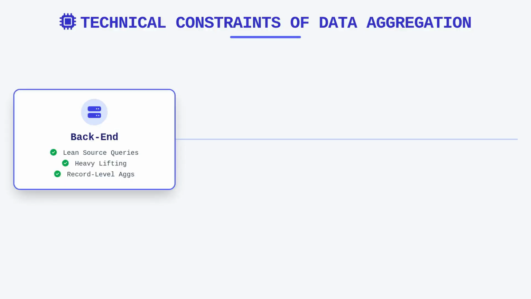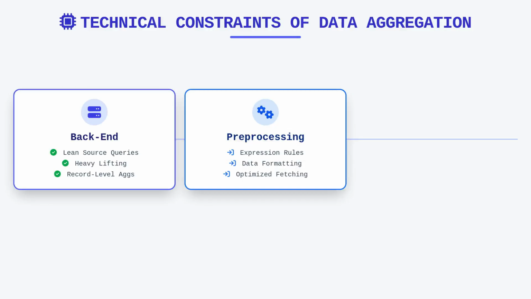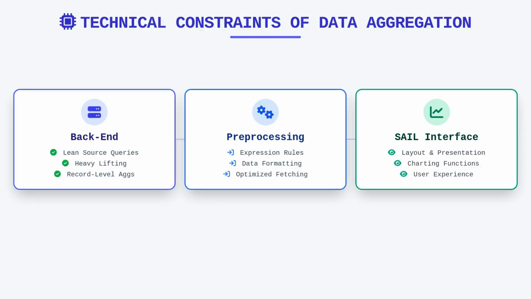Finally, we must consider the technical constraints of data aggregation when building these interfaces. Sail interfaces are evaluated on the server, and performing overly complex manipulations inside the interface definition itself can lead to latency and poor user experience. You should aim to use record type level aggregations or expression rules to pre-process data into the desired format before passing it to the charting functions. This separation of concerns ensures that the interface remains focused on layout and presentation rather than heavy data processing.